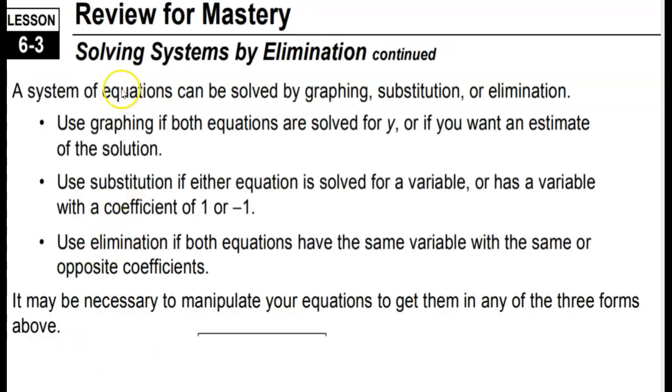Now it talks about solving systems of equations by elimination. The system of equations could be solved by graphing, substitution, or elimination. Use graphing if both equations are solved for y, and if you want to estimate the solution, you just graph it and see what it crosses. Use substitution if either equation is solved for a variable or has a variable with a coefficient of 1 or negative 1. And then use elimination if both equations have the same variable with the same or opposite coefficients. What we just got done here. Now, it may be necessary to manipulate your equations to get them to any of these 3 forms above.